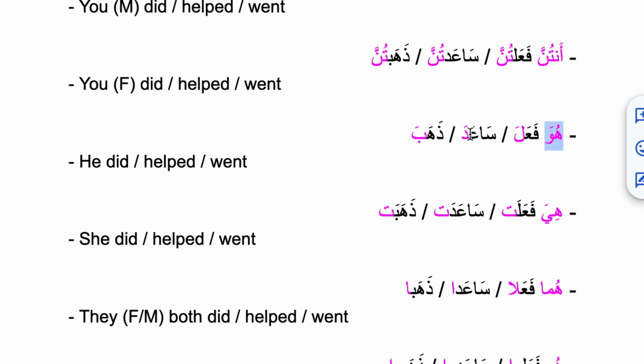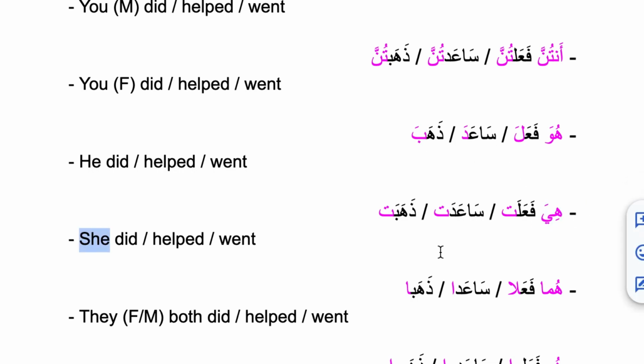And the same with other examples. ساعد in the past, but when you say ساعد, it means he helped. And the same with the third example. ذهب means went, but when you say ذهب, it means he went.